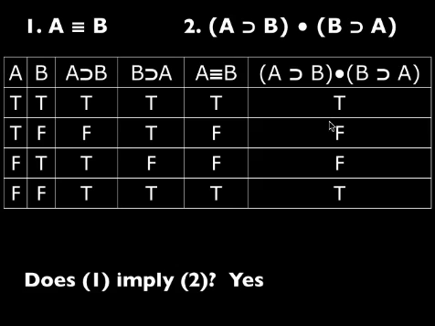Now let's ask if 2 implies 1. Now we're going to be looking for a counterexample row where 2 is true, but 1 is false. Okay, can we find a row like that? Again, no, there's no row where we have a T here and an F there. So no counterexample row means that the implication does hold. Okay, let's do yet another example.